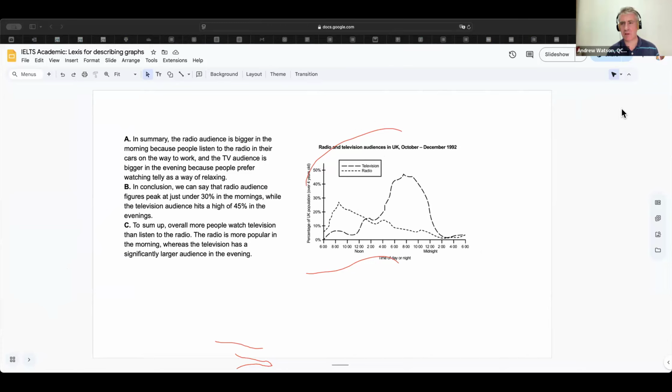Let's have each teacher read out. Maria Antonia, can you read A for us, please? Sure. In summary, the radio audience is bigger in the morning because people listen to the radio in their cars on the way to work. And the TV audience is bigger in the evening because people prefer watching telly as a way of relaxing.